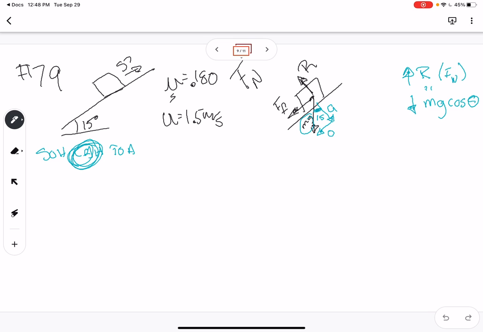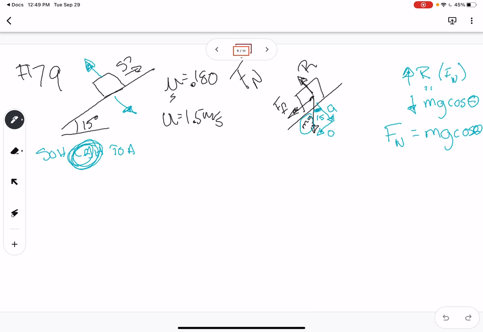Why do we know that? Because this box, we know just from our own experience, is not going to fly off the hill and it's not going to drive into the hill. It's not a plow and it's not an airplane. So we know that everything going directly away and directly into the hill has to equal 0. There's no acceleration in that direction. So we can say the normal force is equal and opposite, so it's the same thing as mg cosine of theta.